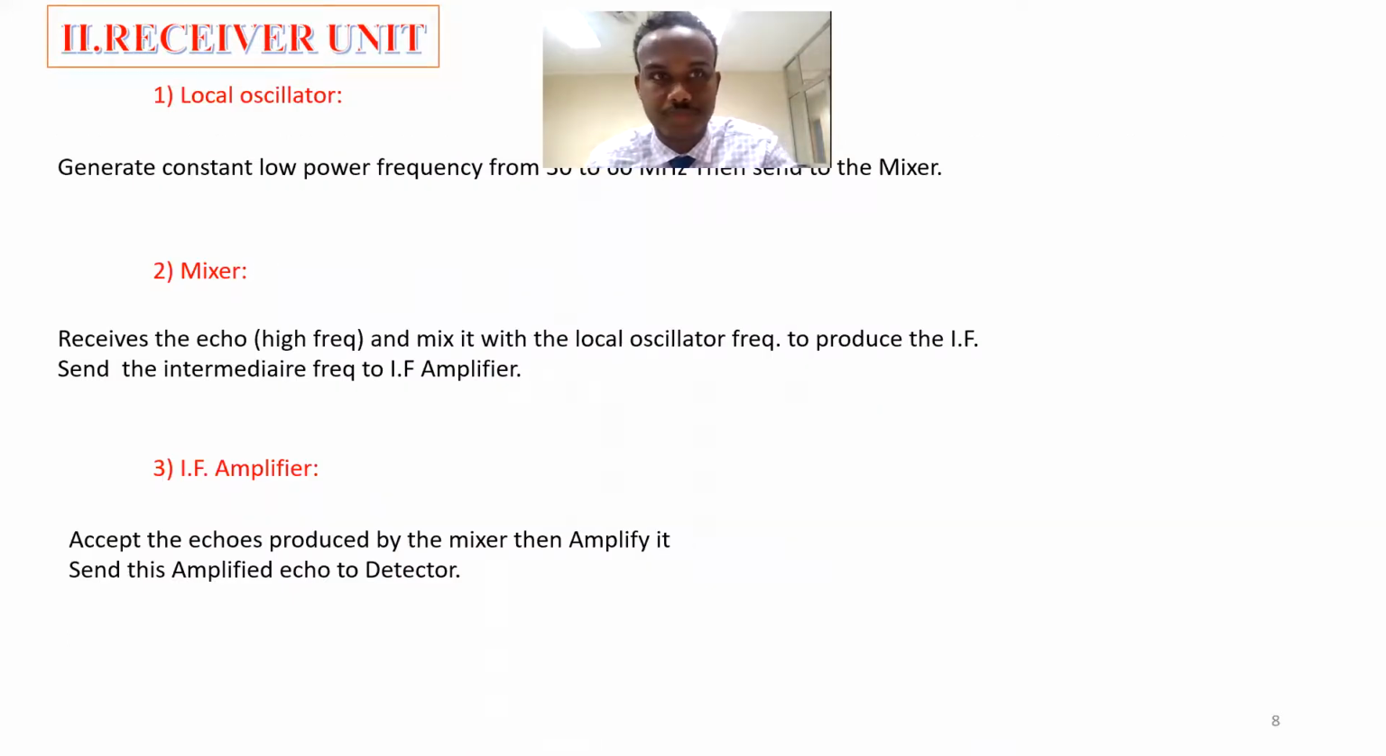To start with, the local oscillator, its function is to generate or produce low power frequency from 30 to 60 megahertz, and then send these to the mixer. The second component inside the receiver unit is the mixer. This one will receive two signals, one from the echo and the other from the local oscillator, then mix them together to produce intermediate frequency. After that, it sends these to the intermediate frequency amplifier.